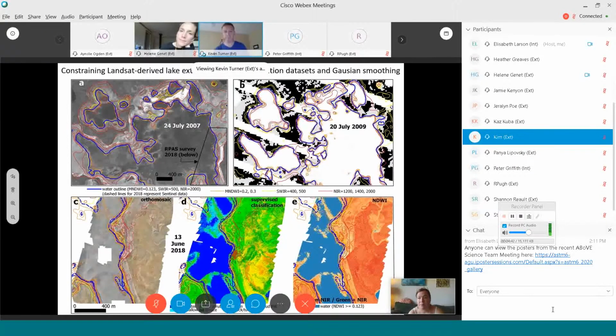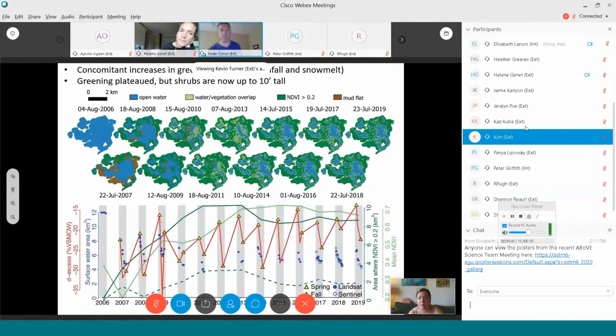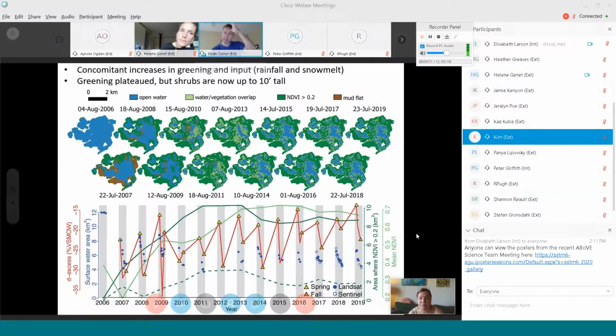So this is one of the final figures. And this is a paper that I submitted about a month and a half ago to Arctic Science. Obviously you can see in those maps, you have a greening going on starting in 2007, immediately after it drained. You can see there's the mud flat in 2007, and then it gets greener and greener. And then the light green are inundated areas where you have overlap of the detected water and the vegetation.